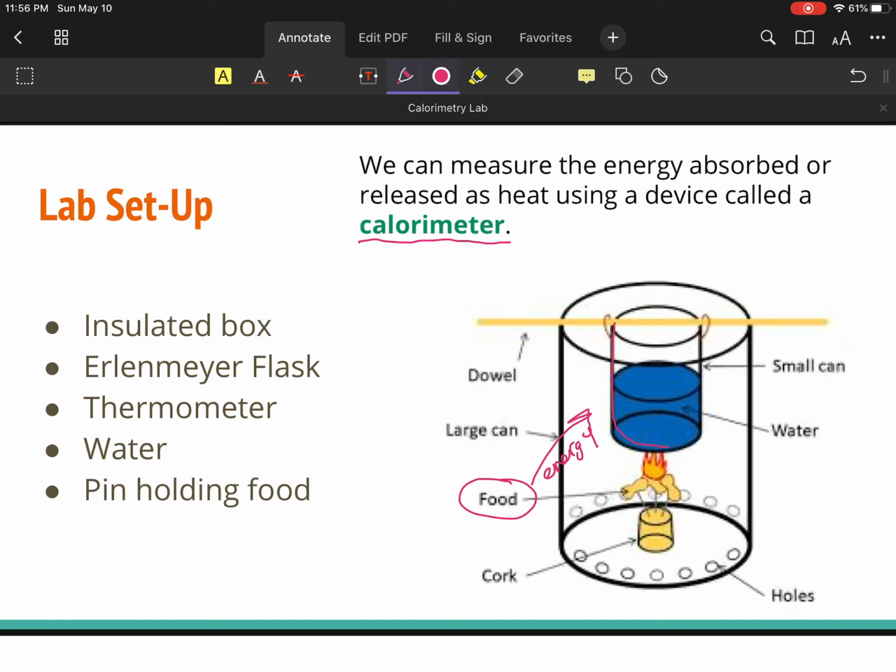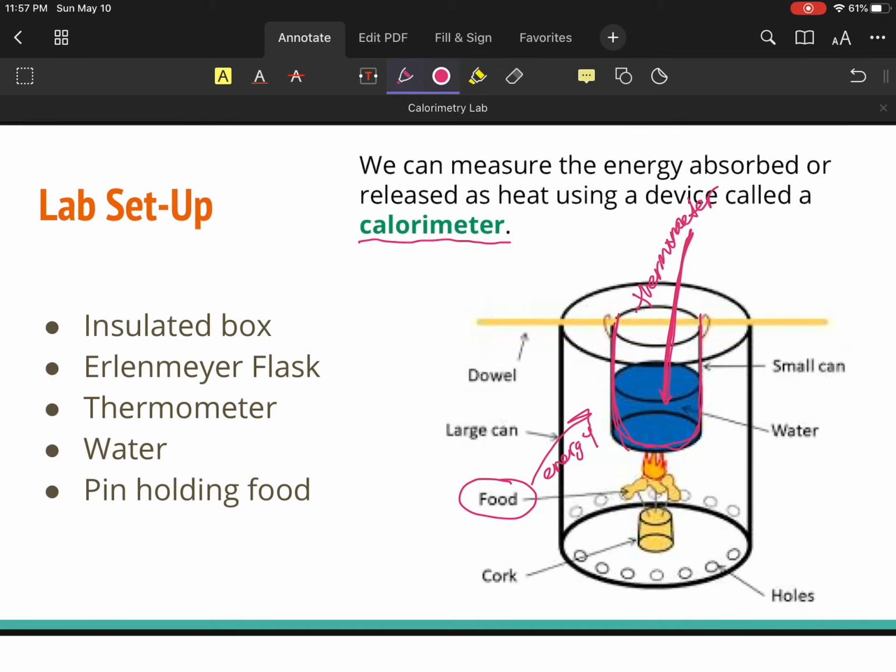And then you have this beaker of water that sits right above it. And then you would have a thermometer going in here. So this can be our thermometer. I don't know why it's not on the picture. So what we're doing is measuring the temperature of our water at the beginning. We're going to light our food on fire. This is a chemical reaction taking place, and every type of food only has a certain amount of energy that can be transferred.